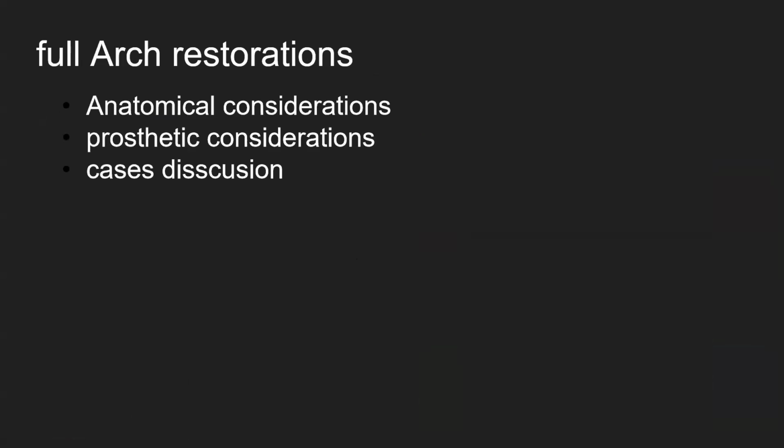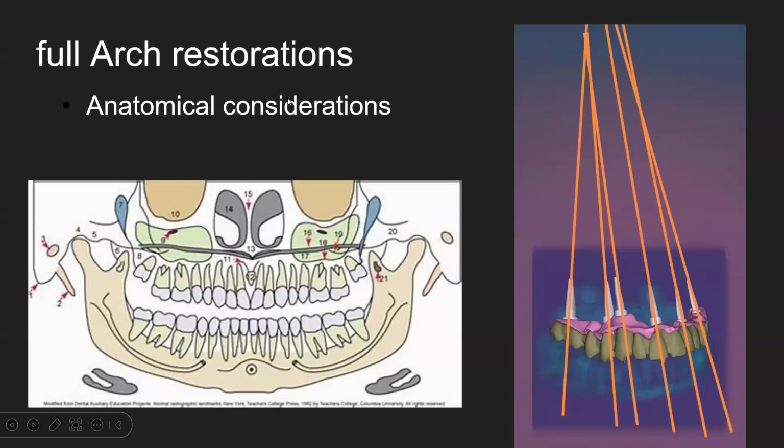In full arch restorations, we have another consideration. Of course, the time doesn't allow us to go deep in these topics, but we have an overall view of all prosthetic options. Anatomical consideration: you have anatomical consideration for the maxillary arch and for the mandibular arch that prevents you from putting your implants in the desirable position prosthetically and forces you to put your implants sometimes with angles, even if you want to put them parallel.